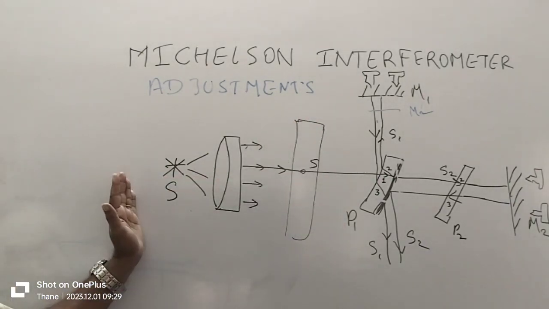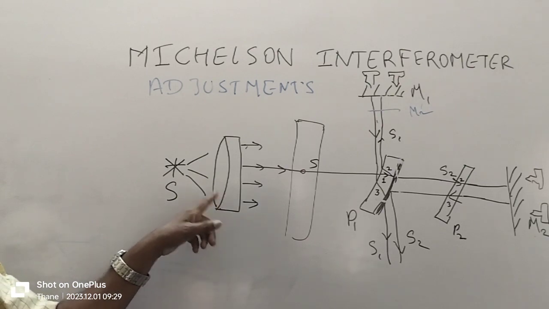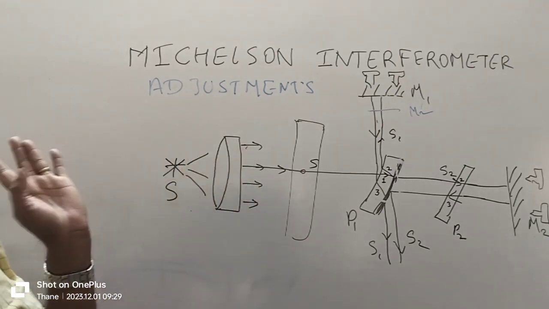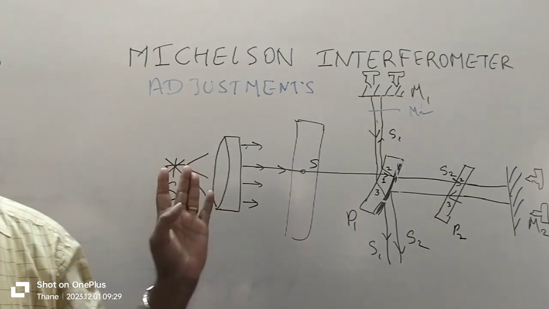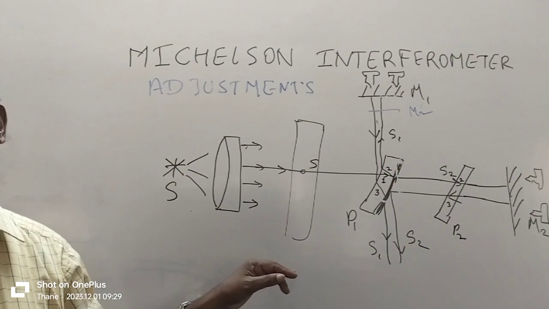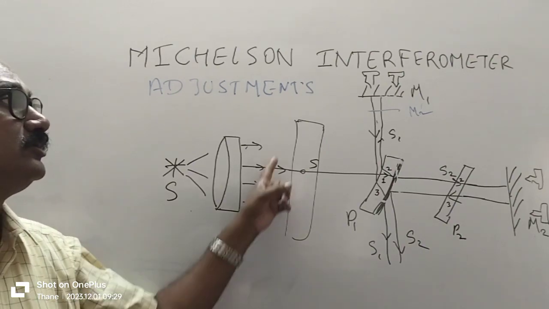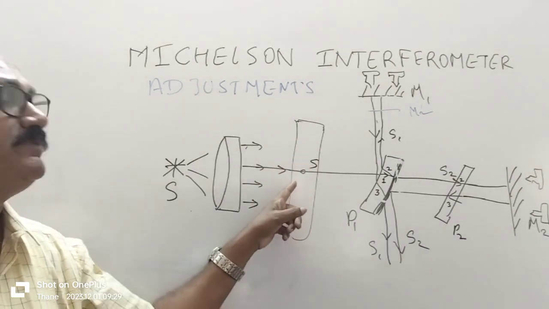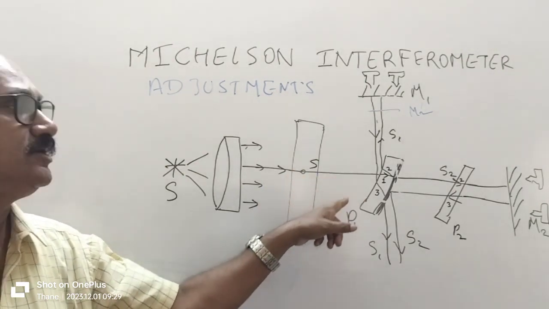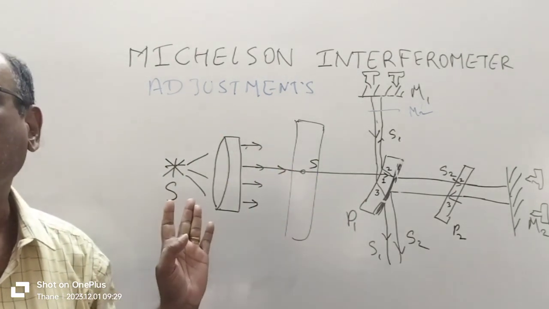The source of light is here. The lens will make the rays parallel and they will be used for the interference pattern. But before starting with the experiment, you have to adjust the instrument first. For that, you have to take a cardboard and make a pinhole in it, so that a single ray of light will travel towards the interferometer.